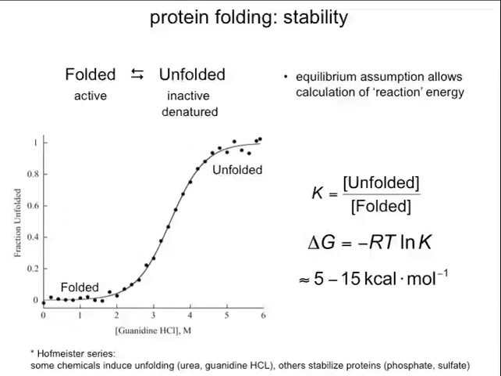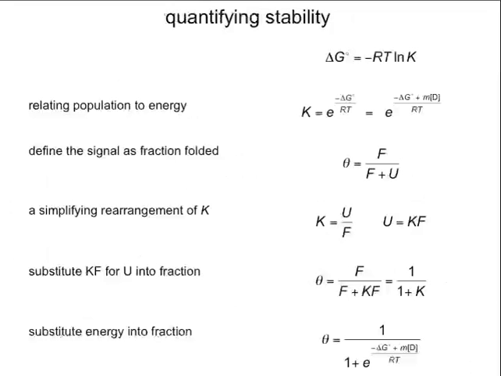So how do we get from spots on a page to the energy? Well, it looks something like this, right? Bottom line, we can relate populations to energies, so we can recast our equilibrium constant in terms of that free energy, and really it's more than just the free energy change. It's also a denaturant dependence to that free energy change.